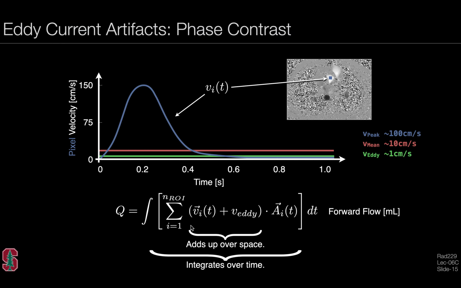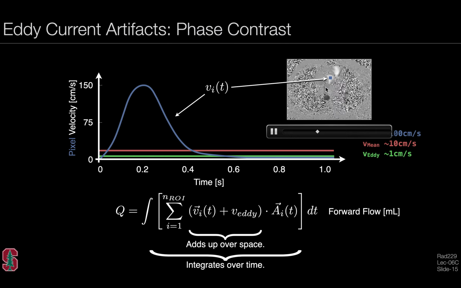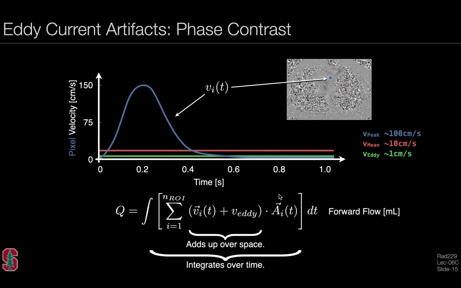And that requires adding up pixels over a region of interest, say the whole aorta. So we're adding up over space, we're multiplying by the area of each pixel, and then we're actually integrating over time as well, so that we can capture the velocity information that informs us about flow during the entire cardiac cycle.